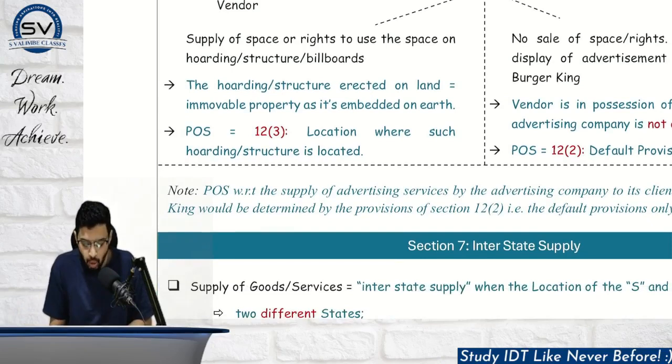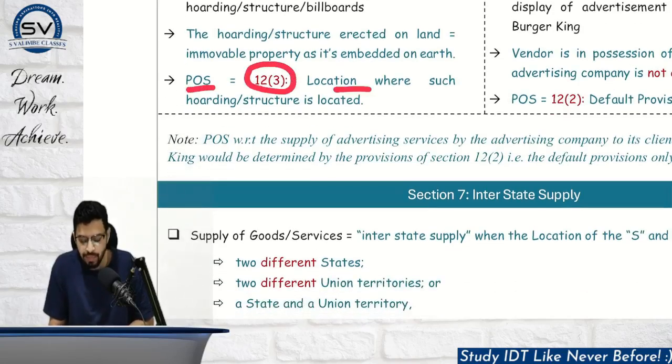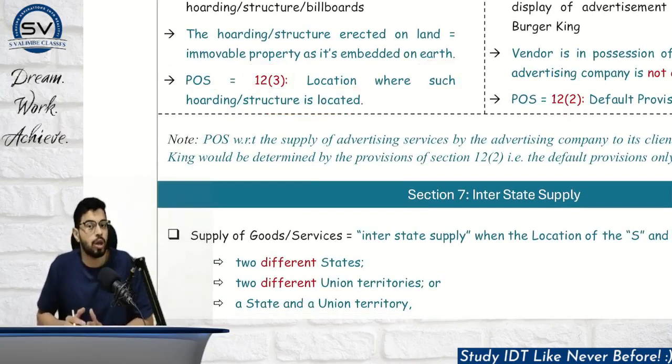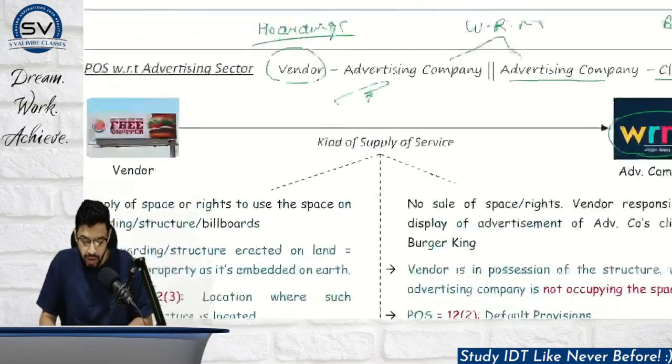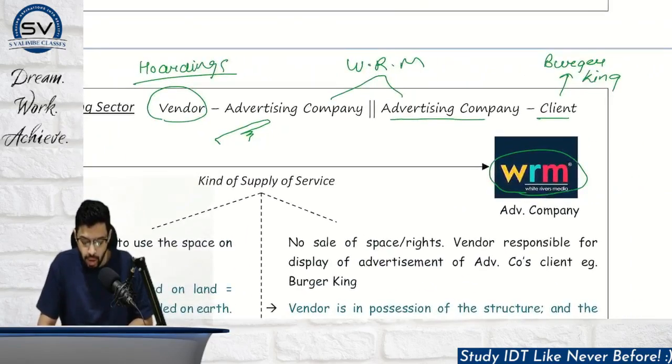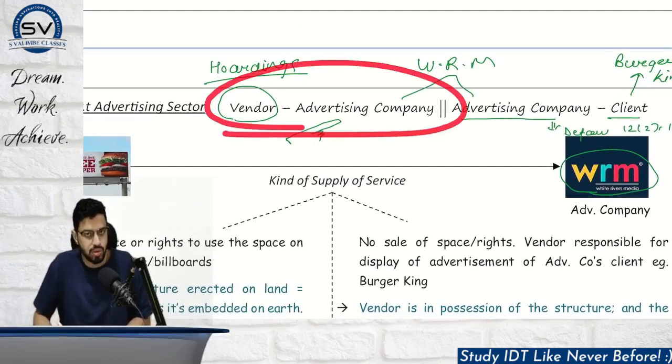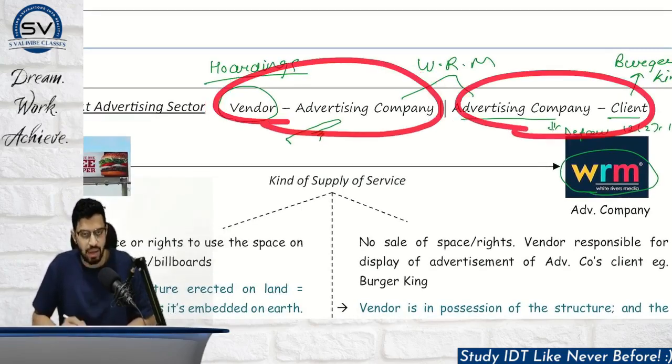So here we have to apply section 12 subsection 3. The hoarding or structure erected on land is an immovable property as it is embedded on the earth. So place of supply will be as per 12.3, the location where such hoarding or structure is located. I hope this is clear. Here we are talking about White River Media and the vendor. Point to be noted, between White River Media and the client, the normal advertising default provisions are going to apply, 12.2 or 13.2. This is our supply number 1, this is our supply number 2.